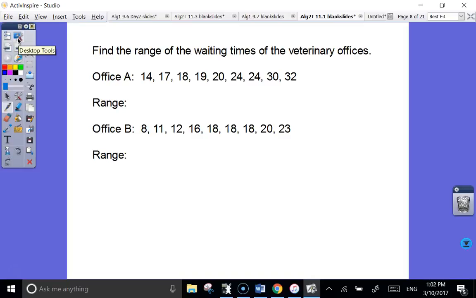So we're going to find the range of waiting times in our vet offices, right? And these are already in order, so that's not a challenge, right? This one, the maximum is 32, the minimum is 14. I don't need a calculator for that. That is 18. Okay. For office B, 23 minus 8, which is 15.